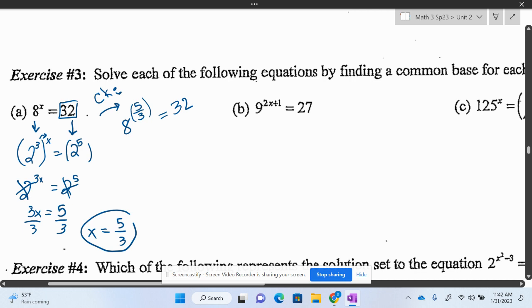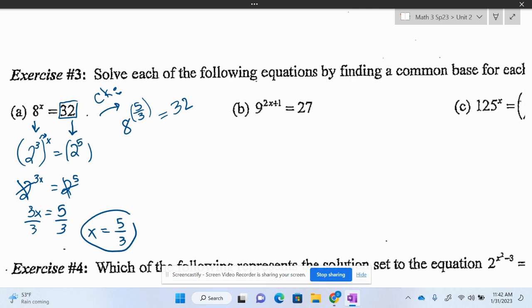Example B, looking at your power chart, what column has both the numbers 9 and 27 in it? 3. So we have to write both of these as a power of 3. So 9 is the same thing as 3 to what power? 3 squared. And I have to bring this down to the outside.